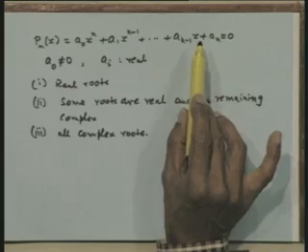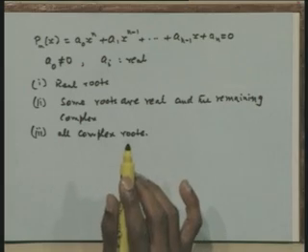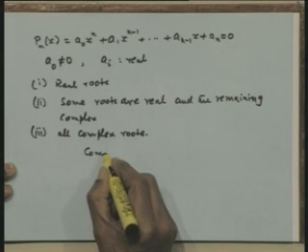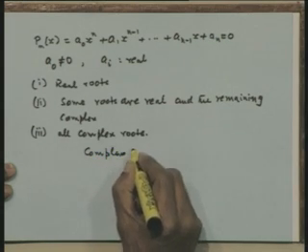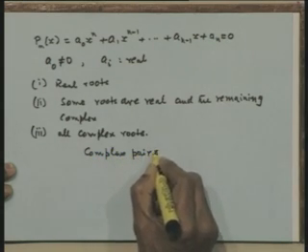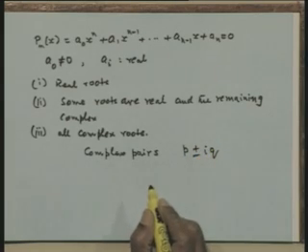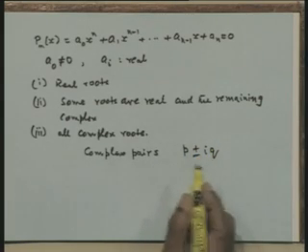But we all know that if the coefficients of a polynomial are all real, then complex roots occur in pairs. So if we are talking of complex roots, we are talking of complex pairs. That means if p plus iq is a root, then p minus iq is also a root of this equation. So it will occur as a pair.